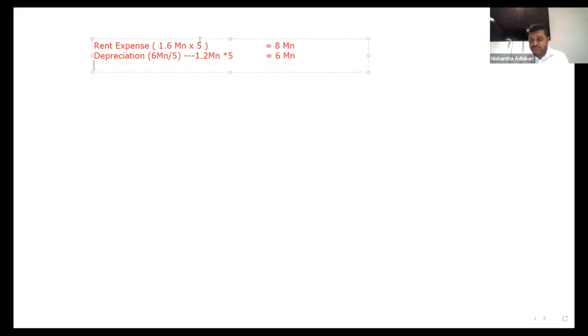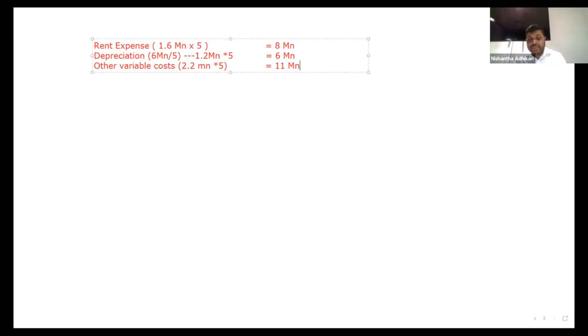Now out of 5 million total operational cost, rent is 1.6, depreciation is 1.2, then other variable cost. How much is the other variable cost? If you read the illustration, out of 5 million, 1.6 and 1.2 leaves 2.2 million which you will incur per annum. This will be incurred over the 5 year period, so it will be 11 million.